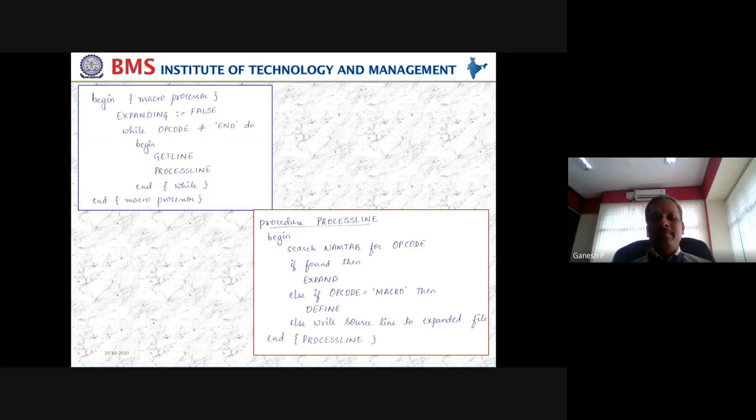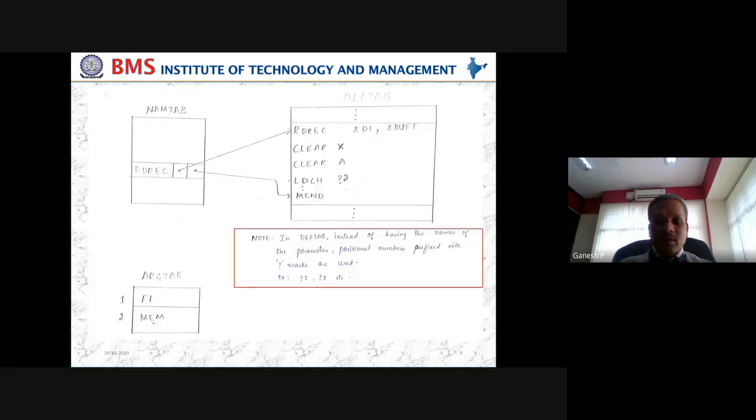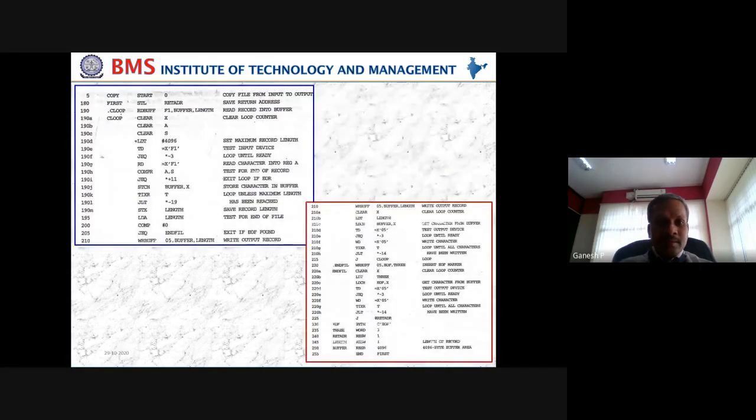When I get to each line, I will check what is the opcode. If that opcode is found in the name table, what is there in the opcode line? What is there we have to store in the name tab? Name tab, we are going to store the names of the macro. So how the names of the macro are defined? If you look at the program, names of the macro are in the opcode region. So name of the macro is there at the opcode.